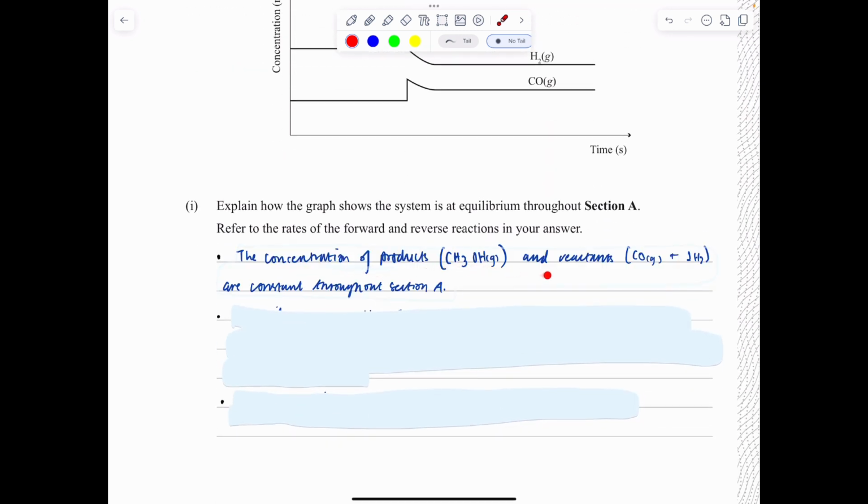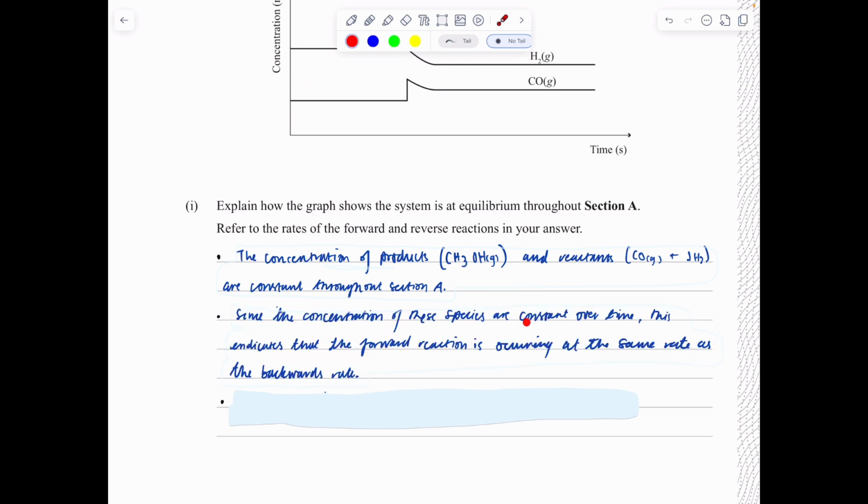The concentration of the products and reactants, I'm being specific here, you should too, are constant throughout section A. So you can see that because of the flat lines. Since the concentration of these species are constant over time, this indicates that the forward reaction is occurring at the same rate as the backwards reaction. So I've talked about this part of the question, tick. Finally, this shows that the system is at equilibrium in section A. So I've showed and explained the graph throughout section A, and I've talked about the forwards and the reverse reactions in my answer to justify why this is at equilibrium. So I've ticked all parts of the question.